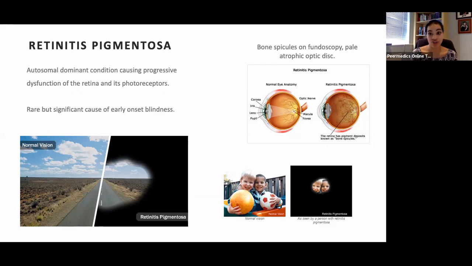There's not really any treatment for it beyond therapy, like counseling about the fact that you're going to go blind before the age of 30. When you examine the eye, you'll notice these black lines here, and they're called bone spicules. You might also see atrophy of the optic disc, particularly as it progresses. And when you do visual fields on them, so perimetry, you'll notice that they have significantly reduced visual fields as time progresses.